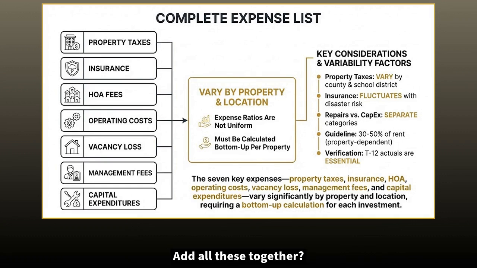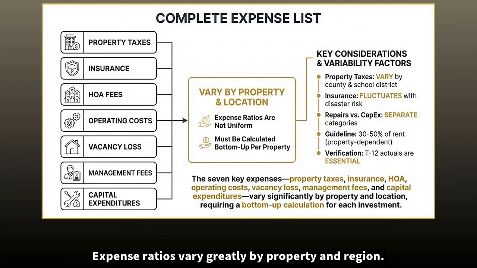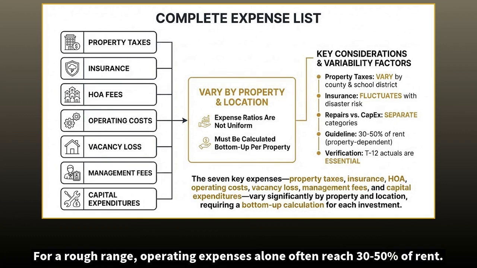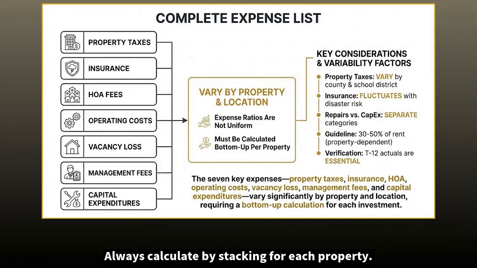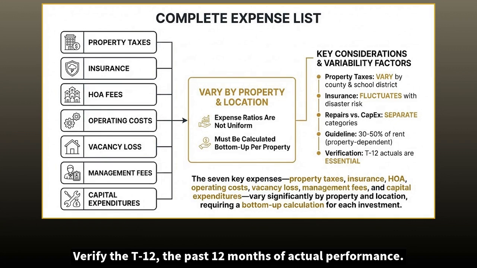Add all these together? Expense ratios vary greatly by property and region. For a rough range, operating expenses alone often reach 30 to 50% of rent. But they easily fluctuate with property taxes, HOA, and insurance. Always calculate by stacking for each property. Verify the T12, the past 12 months of actual performance.